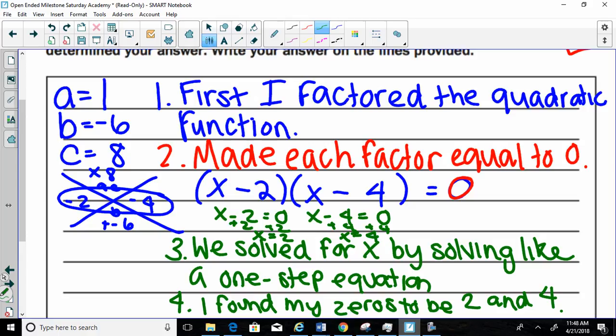So when it says explain how you did it or things like that, just make sure. If they just said what are the zeros, just write the zeros. 2 and 4. I just don't want you guys to waste time. That's why I've been giving you those.